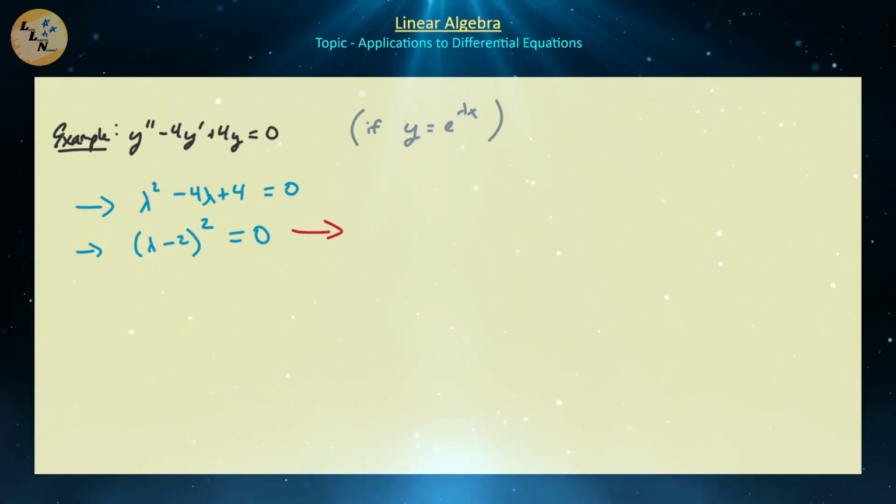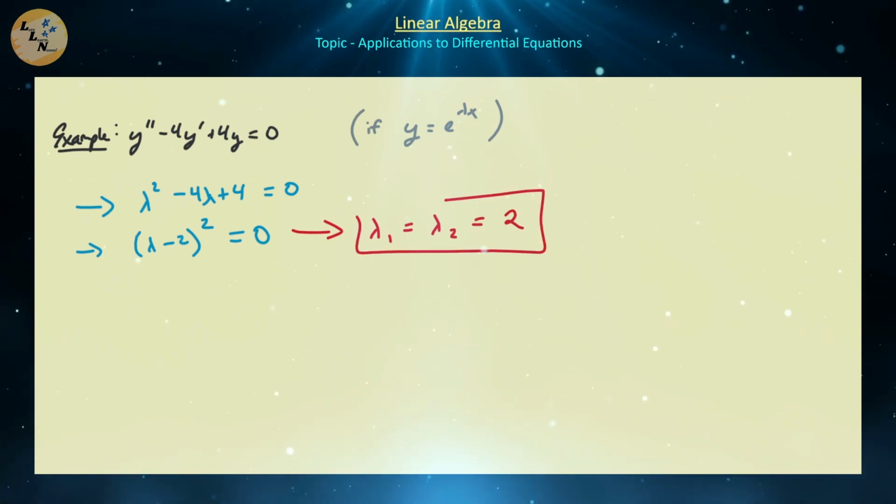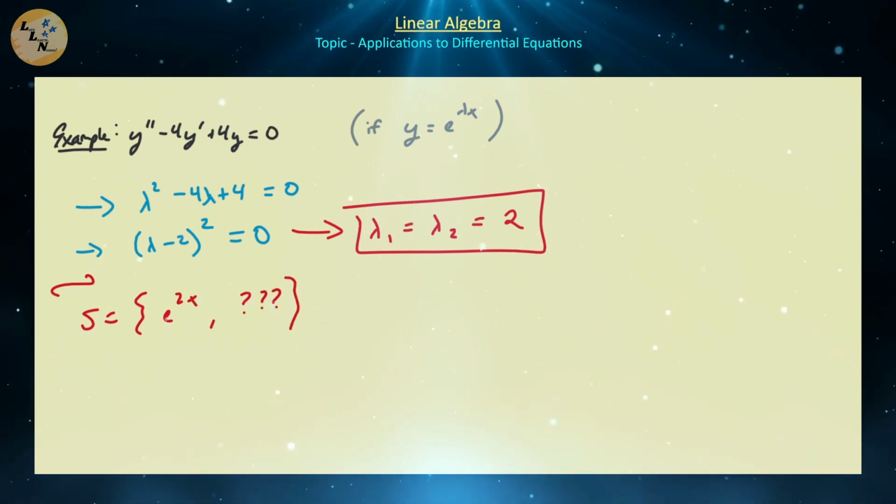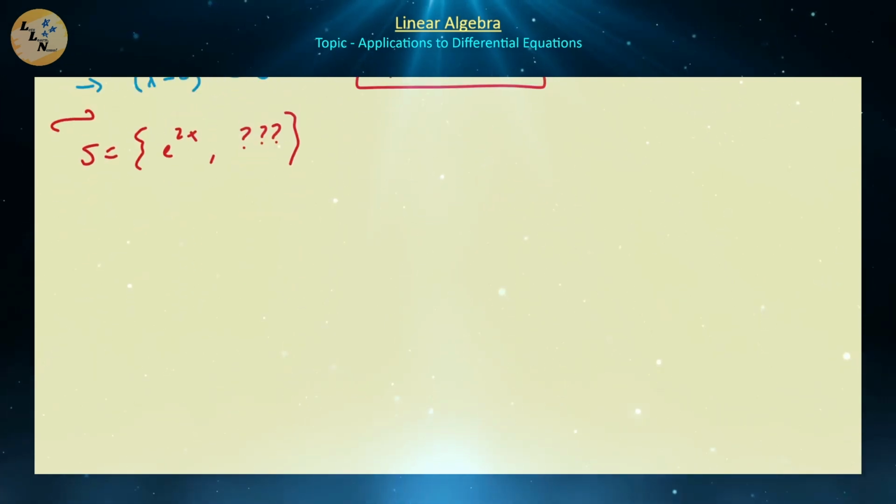So notice that we have a repeated eigenvalue, lambda 1 and lambda 2 are both equal to 2. So if we look at our set corresponding to that, for example, e to the 2x and something, that will form the basis for our general solution, but we can't put e to the 2x there because that's a dependent set. So what do you think this other solution, in question marks, is actually equal to?